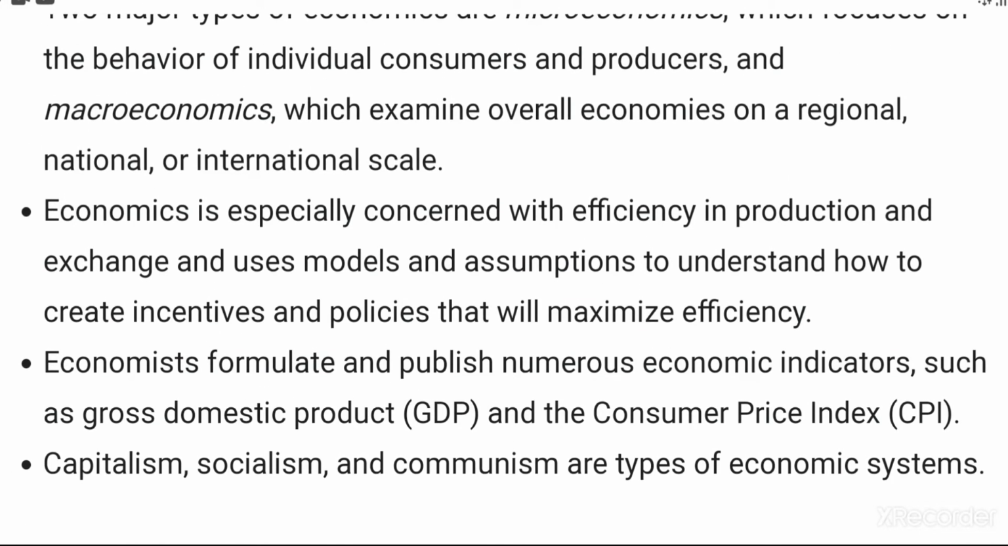Economists formulate and publish numerous economic indicators such as gross domestic product, GDP, and CPI, Consumer Price Index. Capitalism, socialism, and communism are types of economic systems.